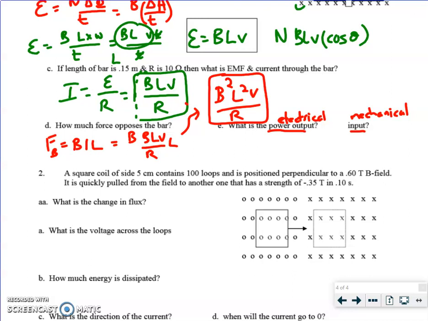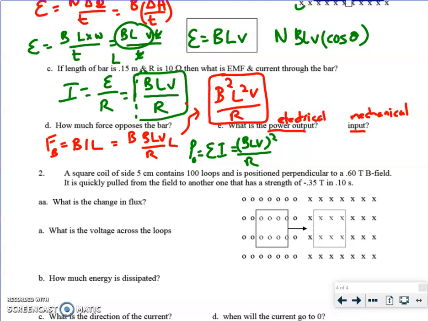So our power output from an electrical standpoint is our voltage across it times the current. We could do V squared over R, that's probably a lot easier, or we could do I squared R, but I'm going to do the conventional voltage times current. So our voltage we already know is BLV. Our current we know from right here is BLV over R, so I'm just going to square it divided by R. I just did that all in one step, so double check that for yourself.